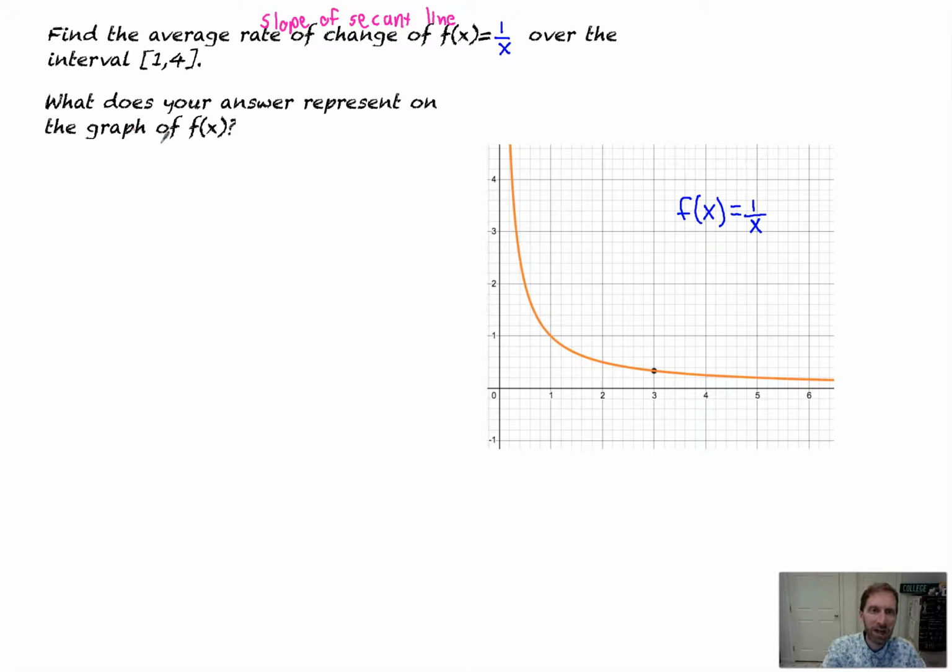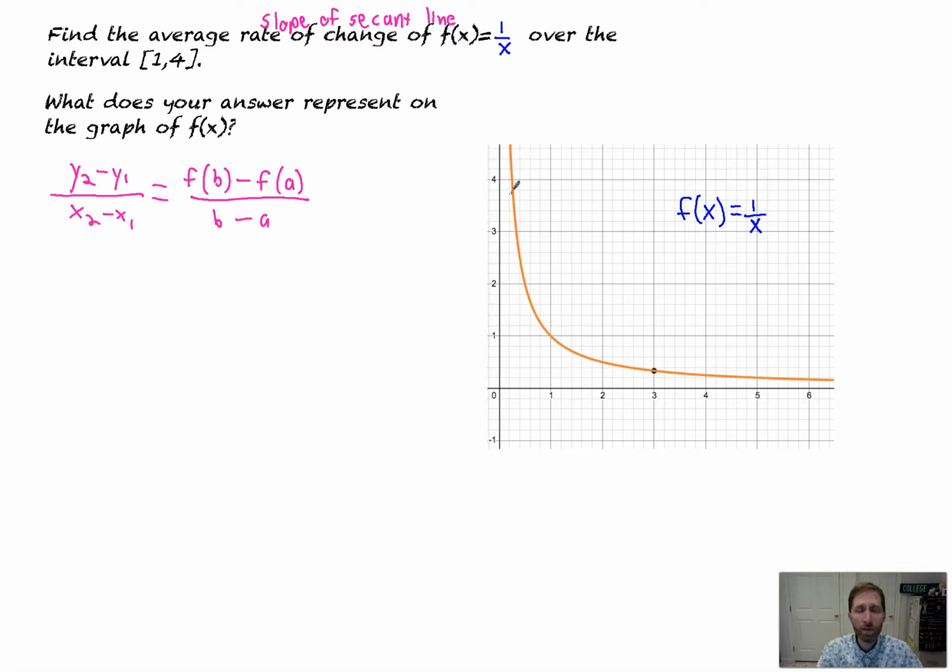So, and I'm telling you the answer to this, I guess, early. What is the average rate of change? Well, it's y2 minus y1 over x2 minus x1. You'll often see that written as f of b minus f of a all over b minus a. All that is the exact same thing as rise over run. That's it. So we want to know the average rate of change from 1 to 4. So graphically, I'm going to answer this question next. What does your answer represent on the graph of f of x?